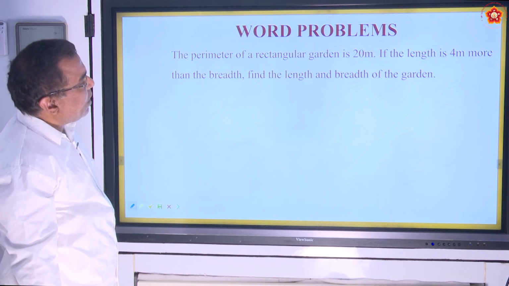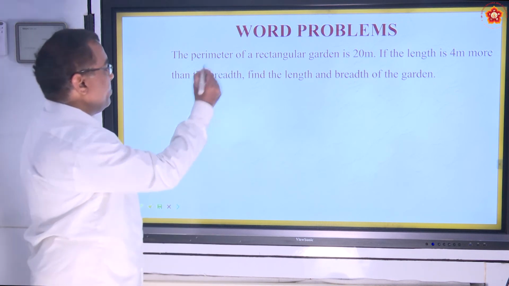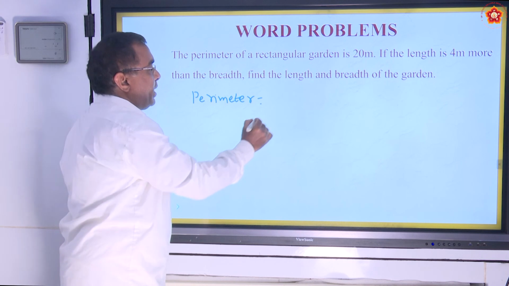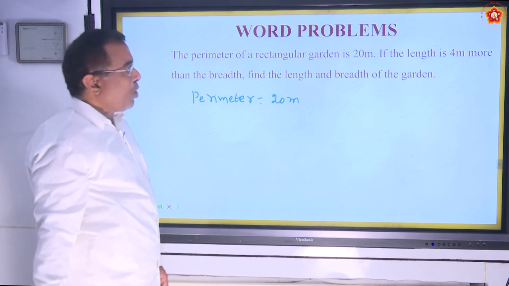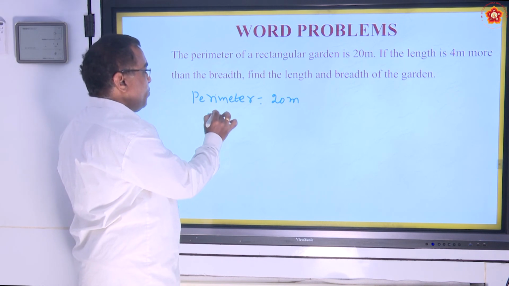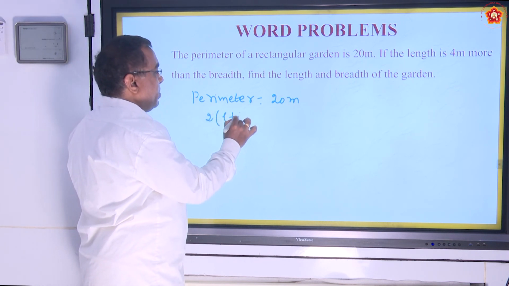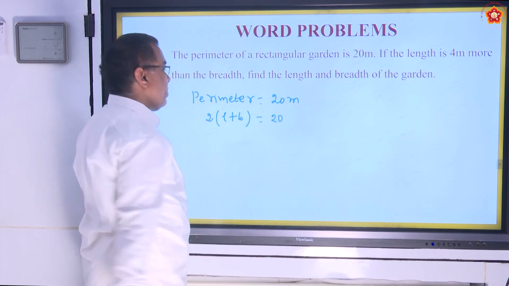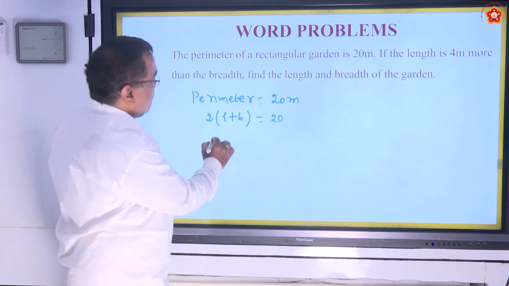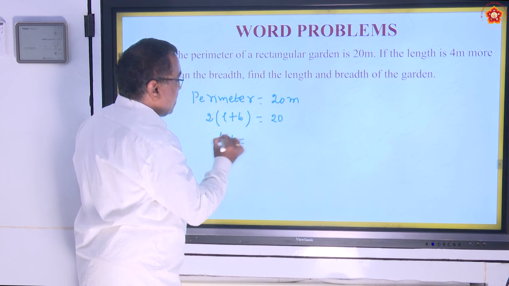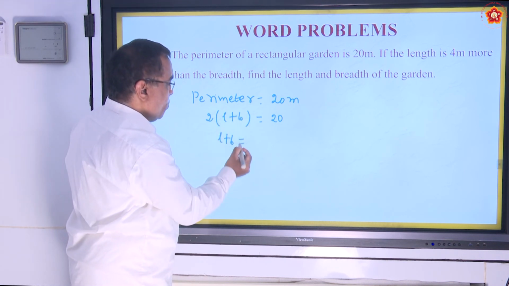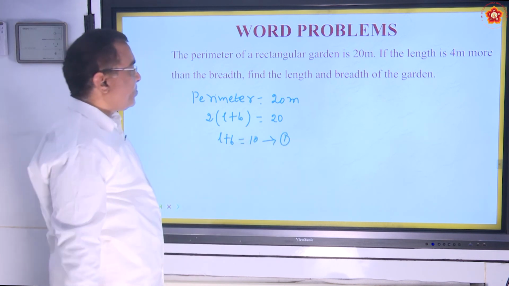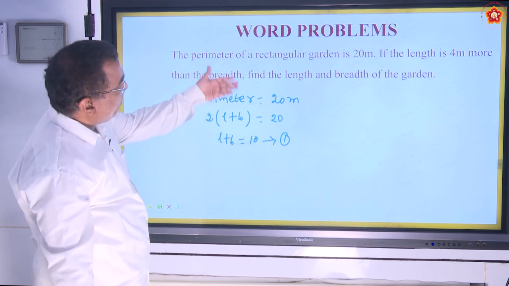The perimeter of a rectangular garden is 20 meter. So this is from the given data. Perimeter value is 20 meter. You know the formula: perimeter of a rectangle is twice of length plus breadth. This is going to be 20 meter. They have given it. So that implies length plus breadth will be 20 divided by 2. Right? 20 divided by 2, which is 10. Number it as first equation. So this step we have got from the first statement.